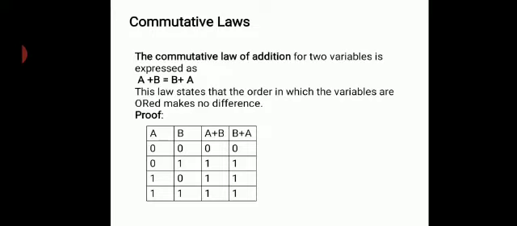A, B is 0 1 0 1, and again 0 0 1 1. For A plus B, we do the addition: 0 plus 0 is 0, 0 plus 1 is 1, 1 plus 0 is 1, 1 plus 1 is 1. So the output of A plus B is 0 1 1 1. B plus A gives the same output: 0 plus 0 is 0, 0 plus 1 is 1, 1 plus 0 is 1, 1 plus 1 is 1. That is the commutative law truth table.